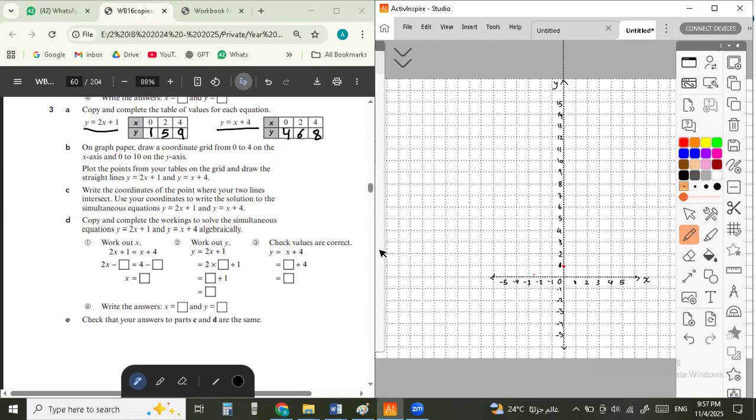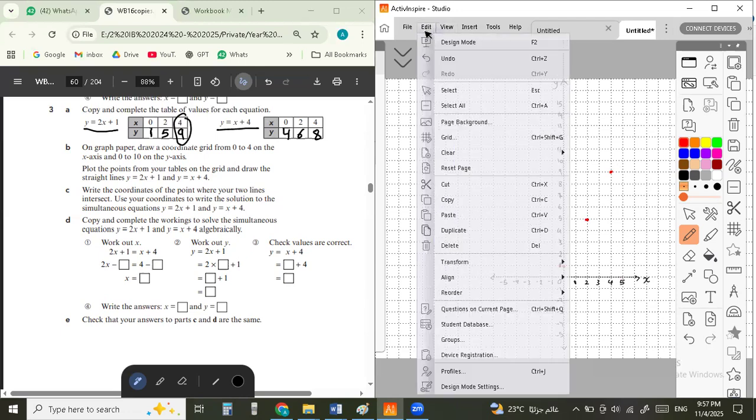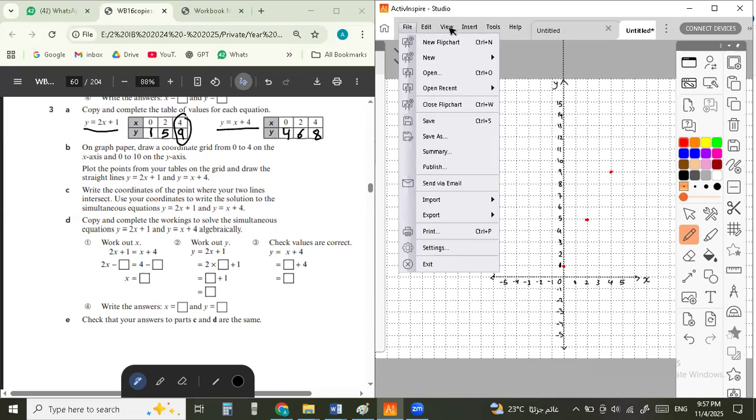And then we've got over there 2, 5. So we've got 2, 5. And we've also got 4, 9. Here you go. Then we have to connect them using a ruler. Let me just get the ruler here quickly.